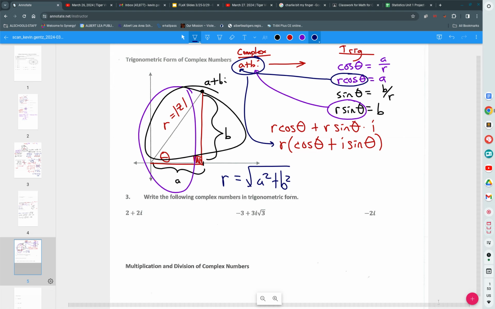Hey, we're halfway there. Now we just have to figure out theta. Well, theta, let's see. If I'm talking about a, b, and theta, which trig function has to do with a, b, and theta? Tangent. We know that the tangent of theta is equal to b divided by a. And those are the only two things that I need in order to figure out trigonometric form. And that's not complicated. You know how to do a tangent, and you know how to deal with the square root of a squared plus b squared. So although it's new, it's not super difficult, let's make good use of it.